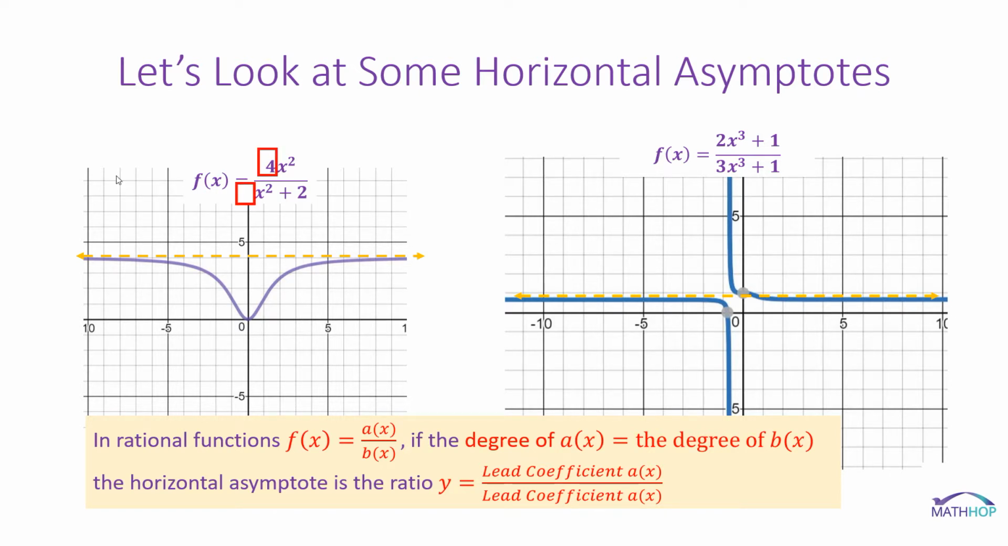Leading coefficient here is 4. Leading coefficient, there's no number here. That tells us it's 1. 4 over 1 gives us a horizontal asymptote of y equals 4. Now remember, for this one, we kind of had to estimate, right? We couldn't really tell where that was. But now looking at the leading coefficients, I can see leading coefficient of 2 over leading coefficient of 3, telling me my horizontal asymptote is at y equals 2/3. Okay, one more rule to go.